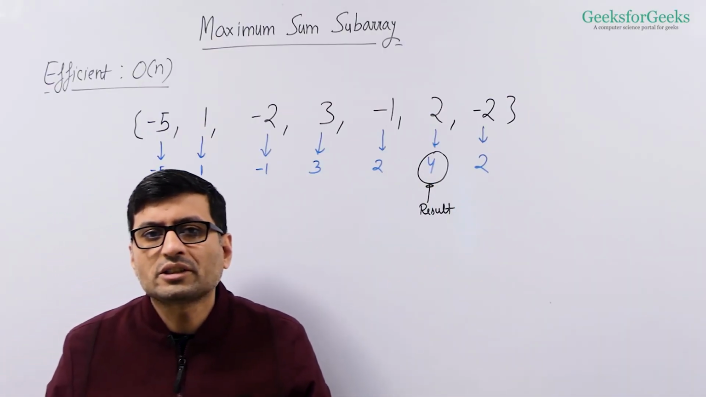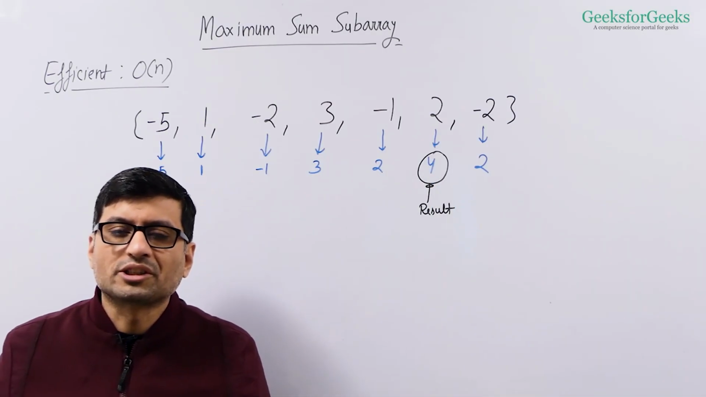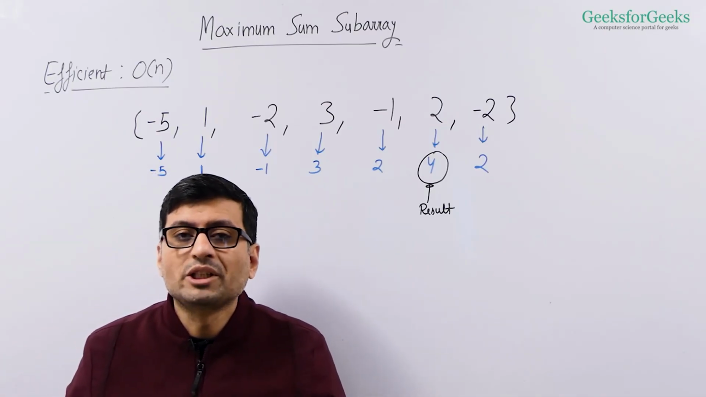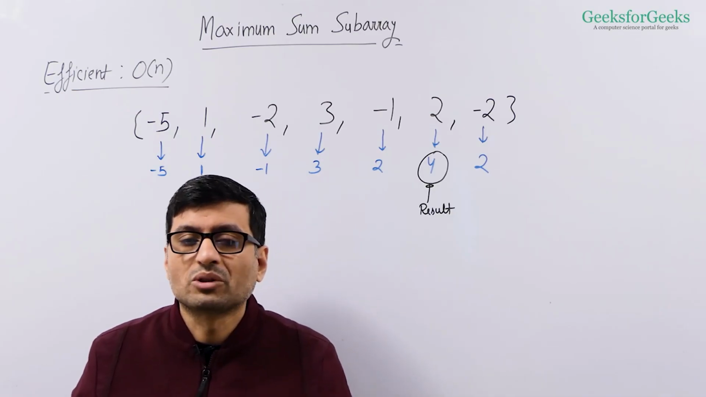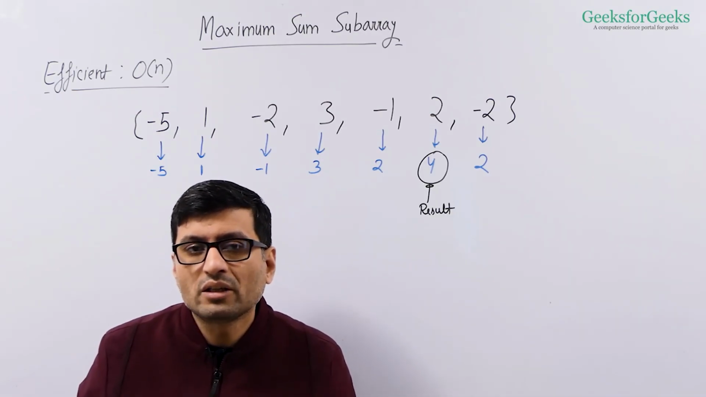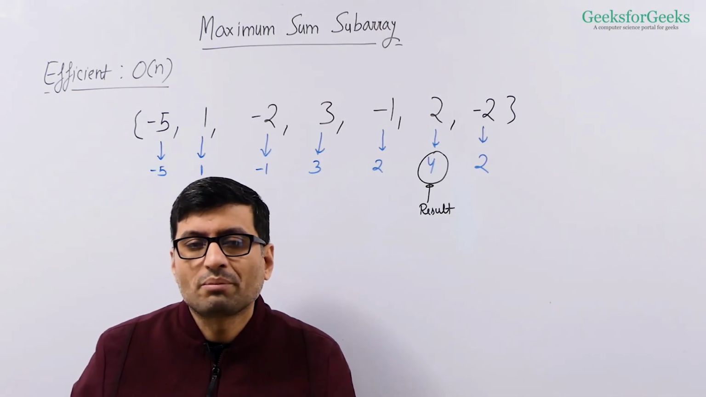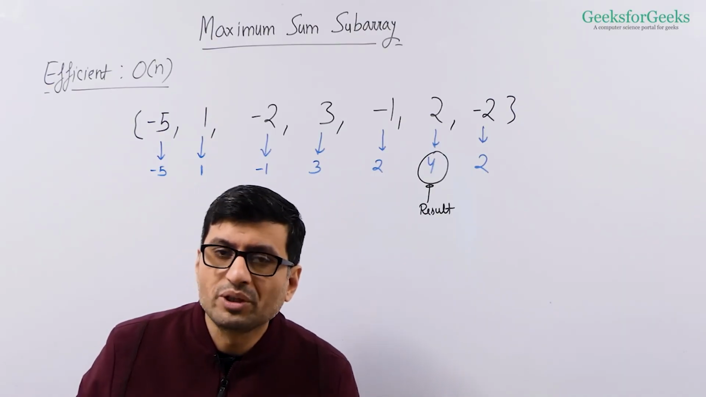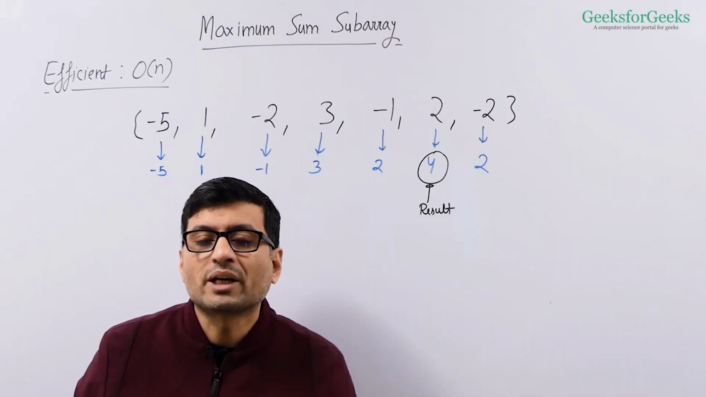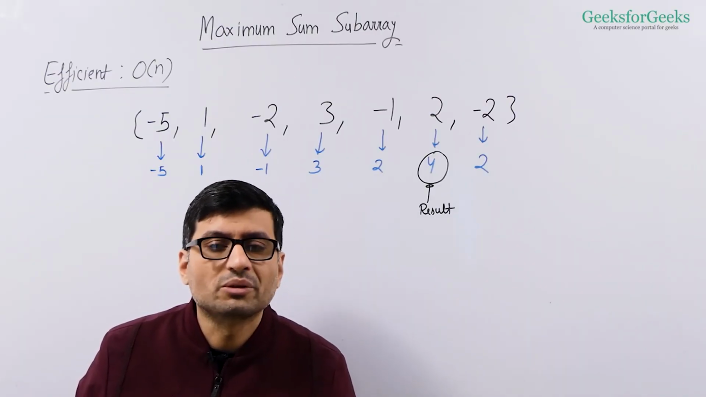Now the question arises, how can we do all these computations in big O of n time? Now please pause this video and think of a way to do these computations in big O of n time. To give you a hint, we are going to use maximum sum of subarray ending with the previous element to compute the maximum sum ending with the current element.